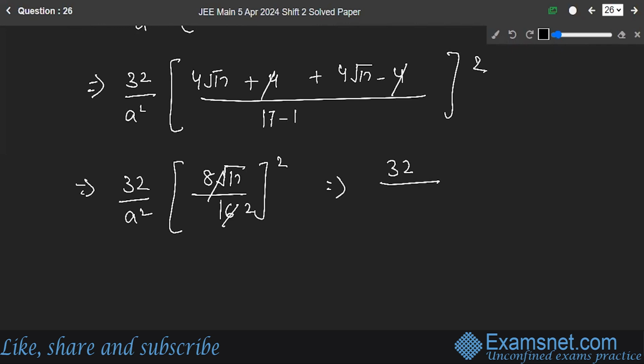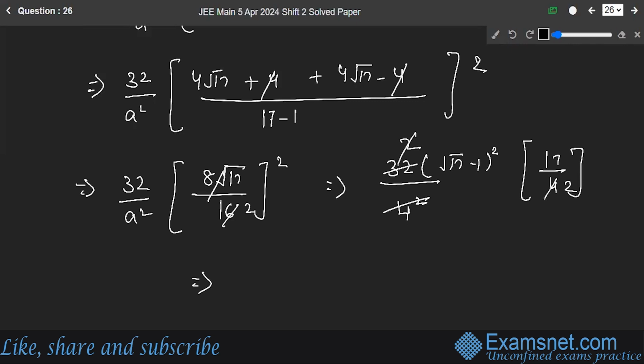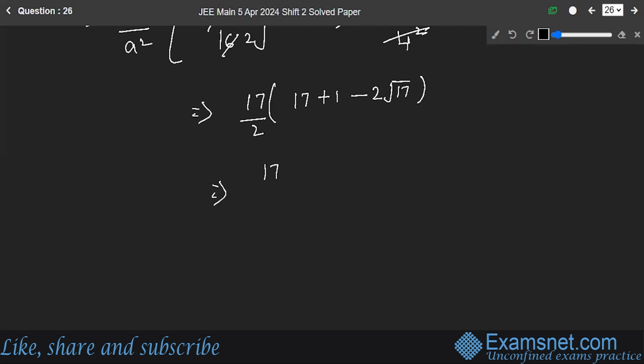A square was, what was a square? This is 4 square into root 17 minus 1 whole square. And this is 17 upon 4. Okay, this will cancel at 2. And you will have a, and this will cancel. So you will have 17 by 2 outside, 17 plus 1 minus this. So this is 17 upon 2, 18 minus this, or you have 17, 9 minus root 17.